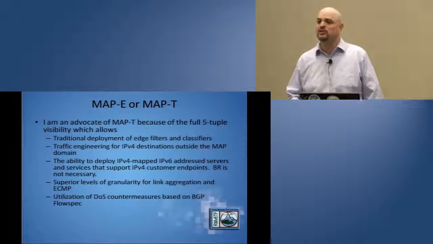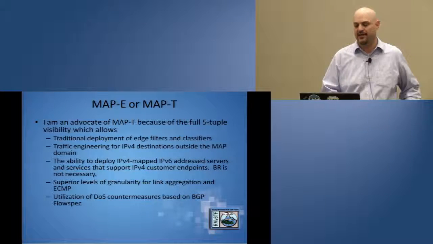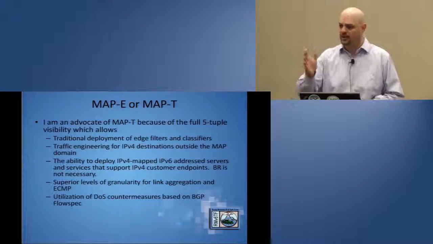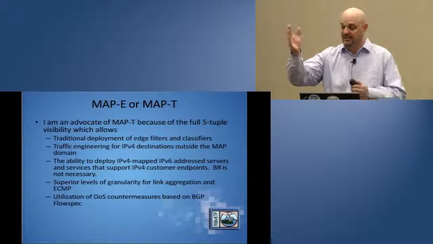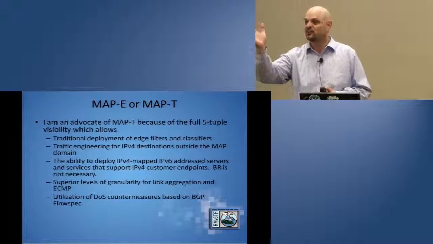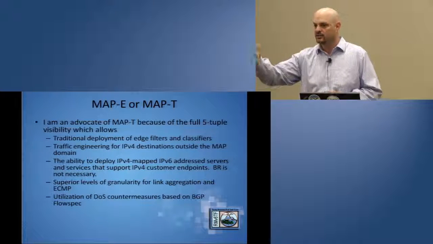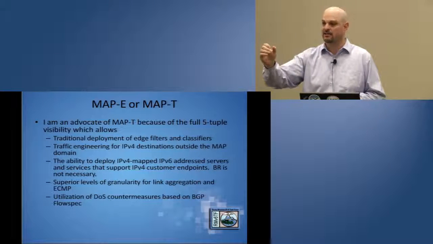There's the opportunity for traffic engineering outside the MAP domain. What do I mean by that? Well, the natural tendency in the hub and spoke model, the operational fact, is that you're going to send it to a single BR. At best, you're going to ECMP across a set of BRs that are connected to one device.